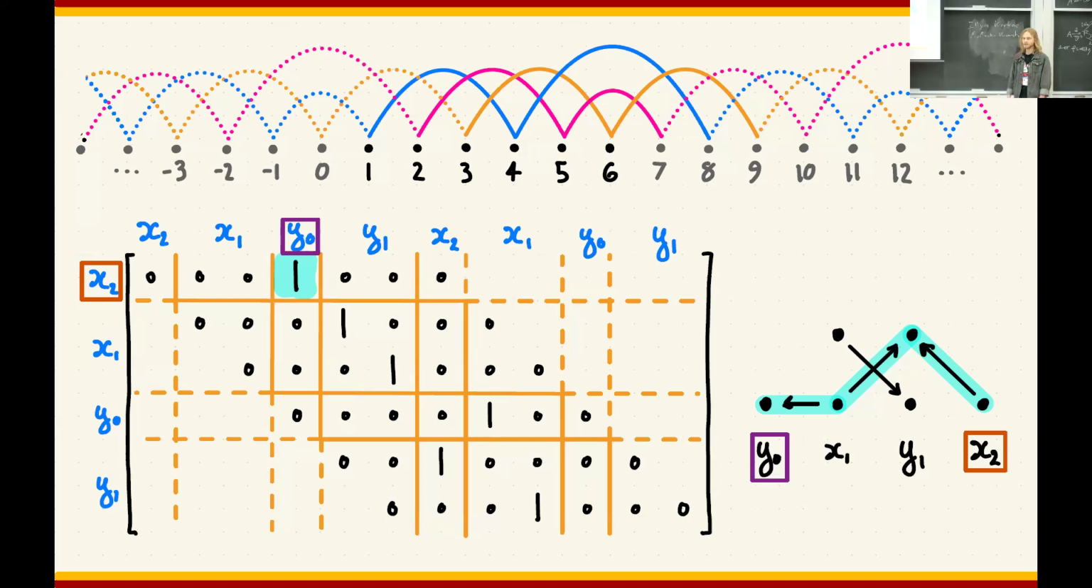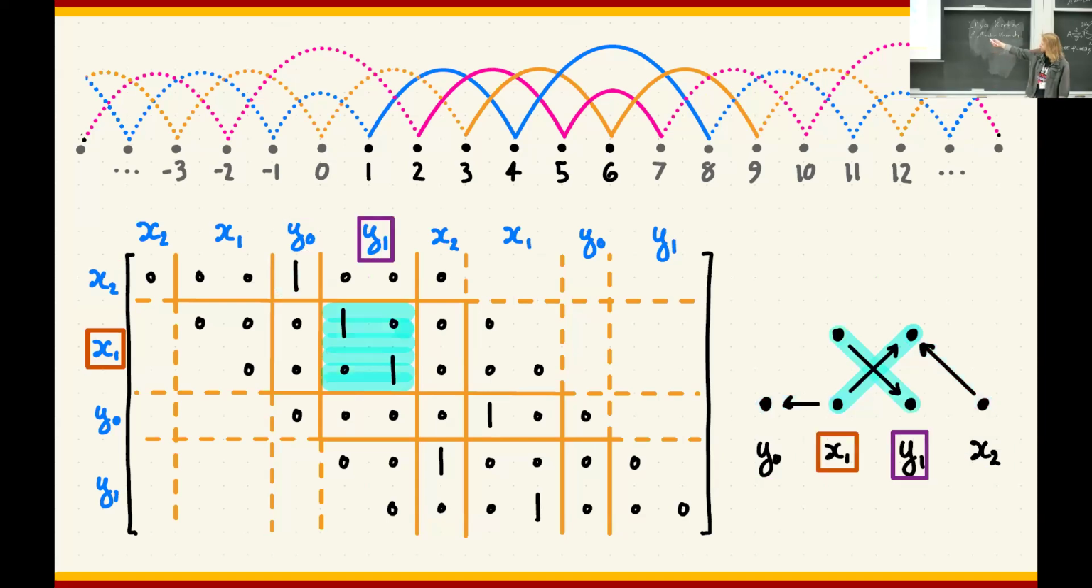And so if we go over to our permutation matrix and we look at block x2, y0, we'll see there's a single 1. If we wanted to count the number of arrows between adjacent columns, let's take a look at an example here. Let's say we're counting the number of arrows between x1 and y1. You'll see there's 2 arrows. And so if we go over to block x1, y1, you'll see there's 2 1s.